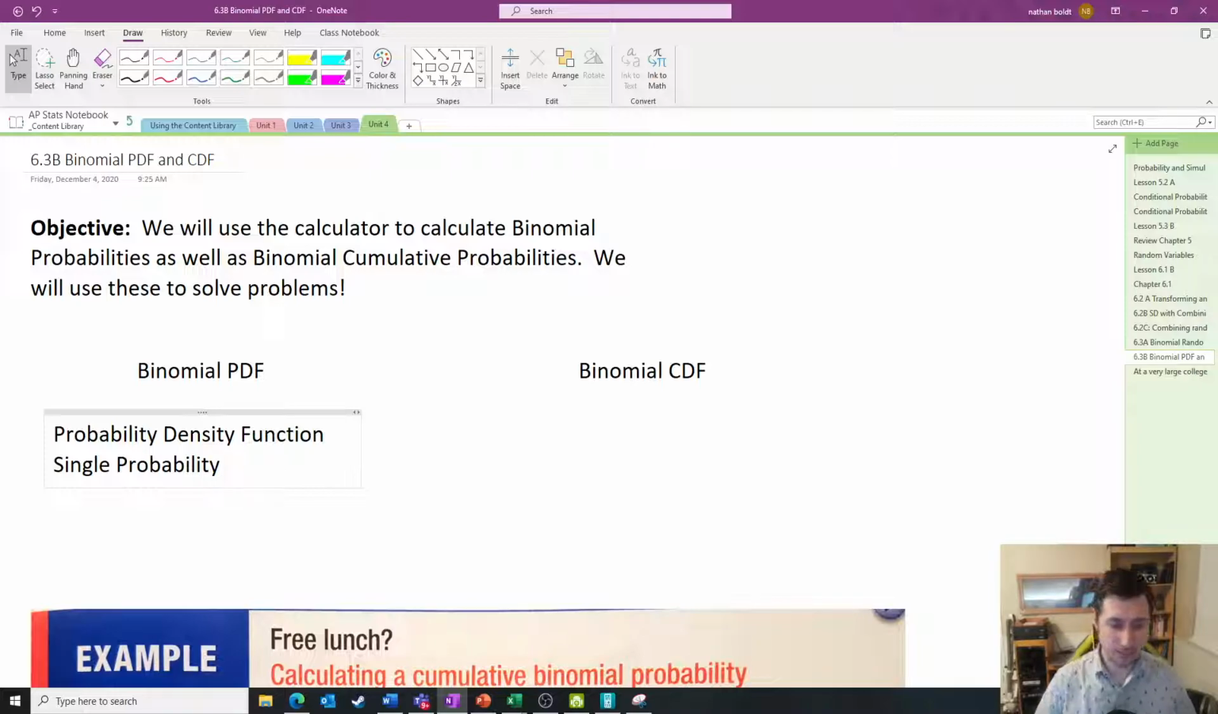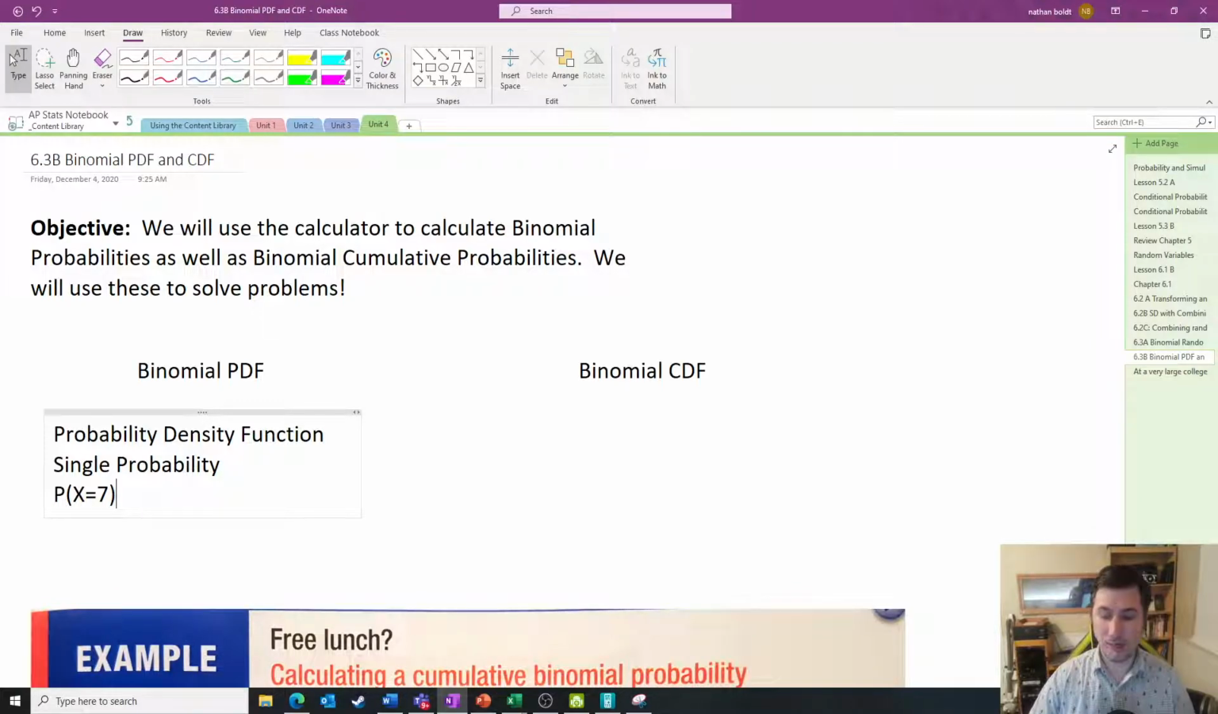What is the probability that your random variable x is equal to a single number like 7? So what is the probability of getting 7 successes in your trials? If you need a single probability, you want the binomial PDF.